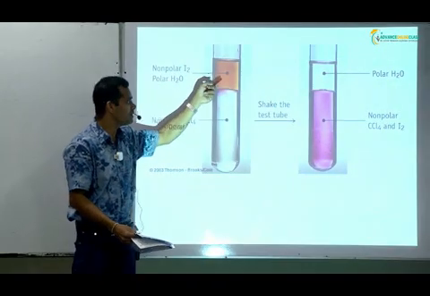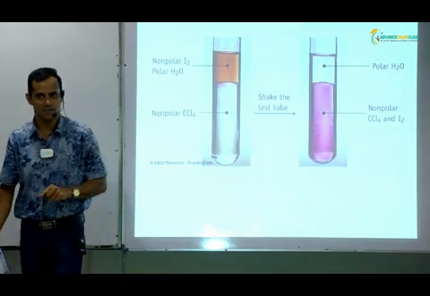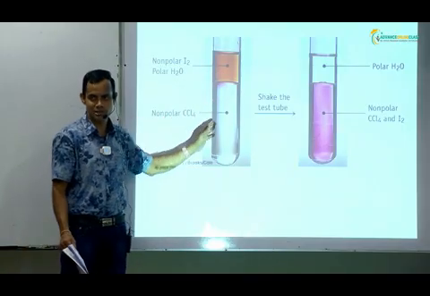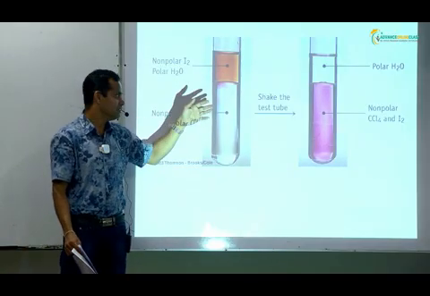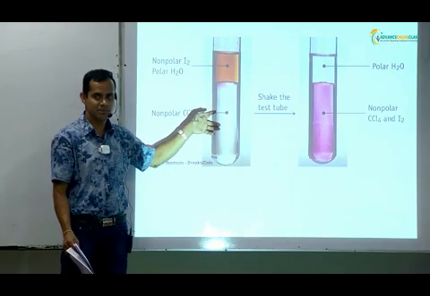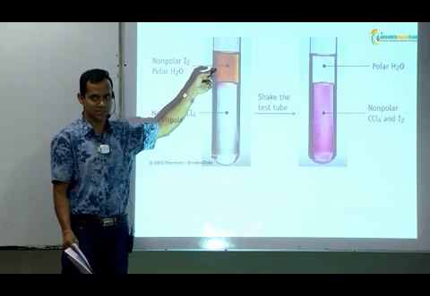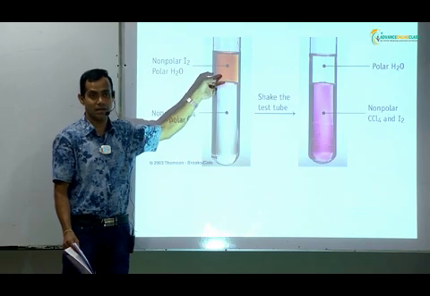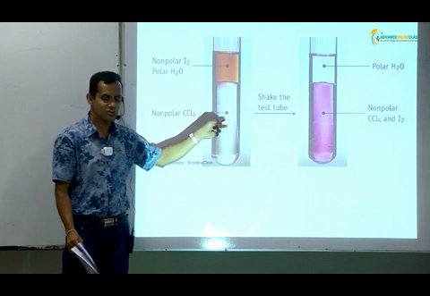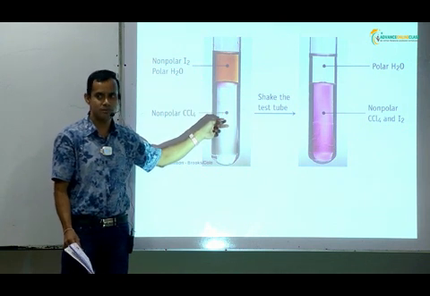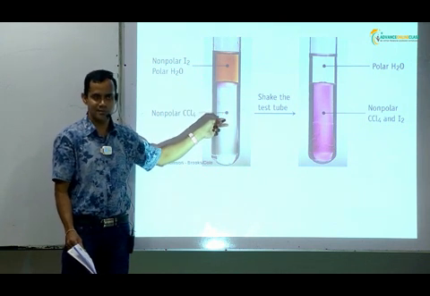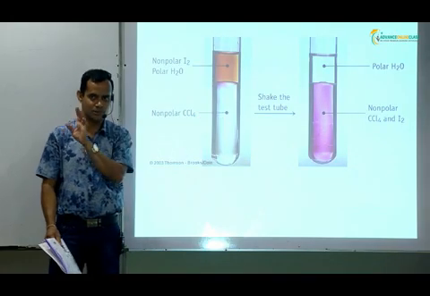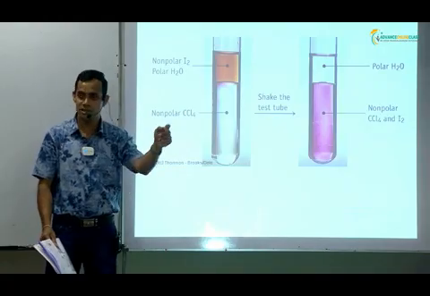So if we want to separate iodine from iodine solution, what we do is, we mix iodine solution with another solvent. This solvent should be much better for iodine than water. Why was water bad? Water was polar, iodine non-polar. So this new solvent should be a non-polar one. It should be of iodine's type, right? Iodine non-polar, water polar, therefore water is bad.